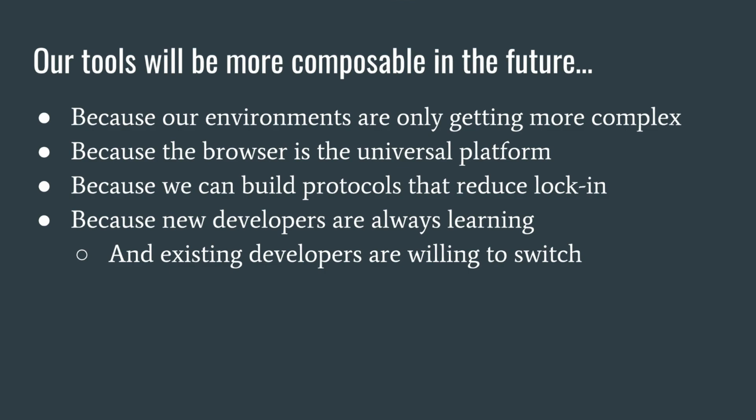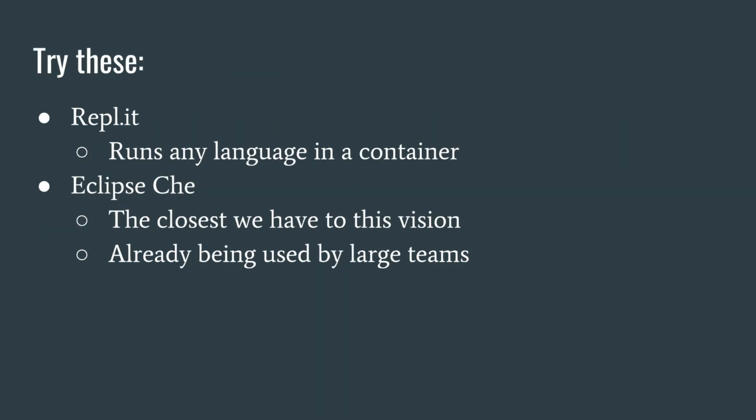We are going to build more composable tools because our work is getting more complex. We have a universal platform in the browser, and we can build these protocols because we should and we have to. And we've already seen with the rise of Visual Studio Code in the last 3 years or so that developers are willing to switch if the benefits are there. And I think that in the next few years, the benefits will be very clear. And these tools I highlighted are a good example.